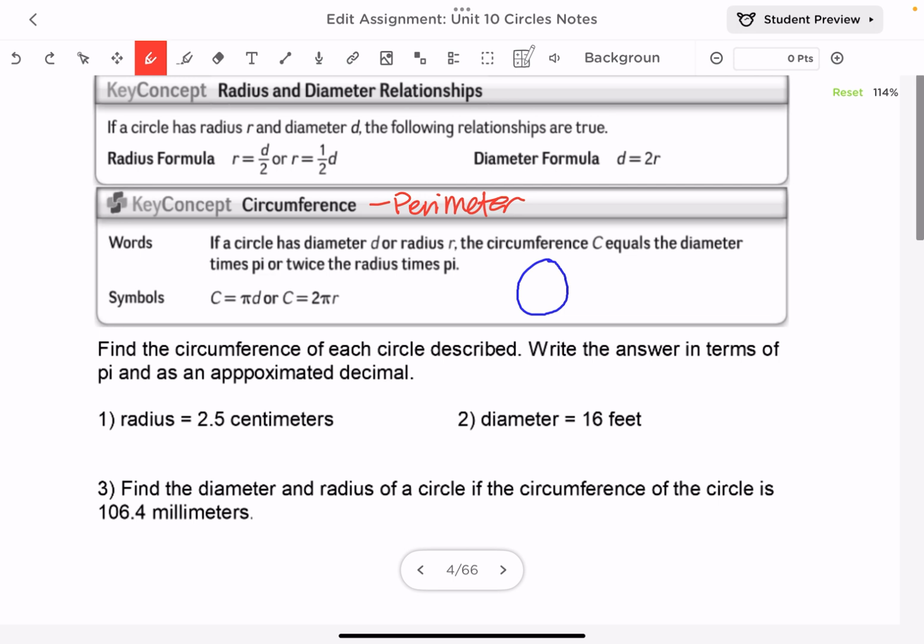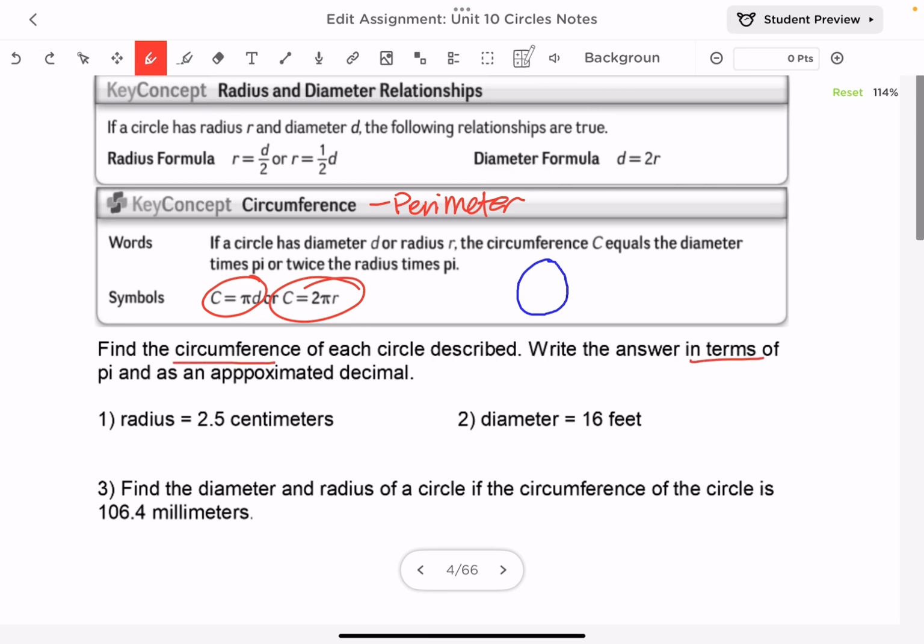Okay, there's two formulas for this. It just kind of depends on what information you're given, which one would be easier to use. So you've got circumference equals pi times diameter, or you can say 2 pi r. So 2 pi r is probably what you've heard before, but if you're given the diameter, it's definitely easier to use that. So this first question says, find the circumference of each circle described.